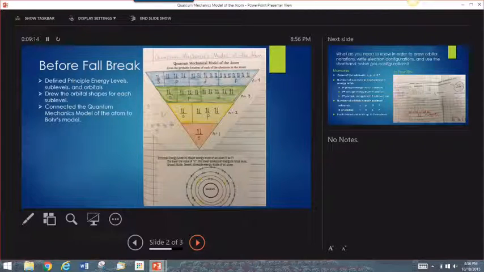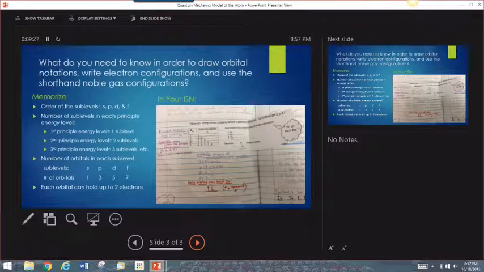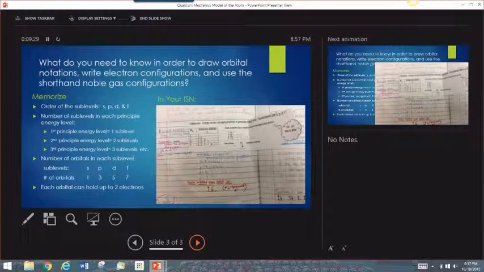Also, once we get past element number 18, which is argon, Bohr's model does not work, and so we have to follow a new path, and that's what we're using the quantum mechanics model for. So you can still draw Bohr models using the quantum mechanics model of the atom.